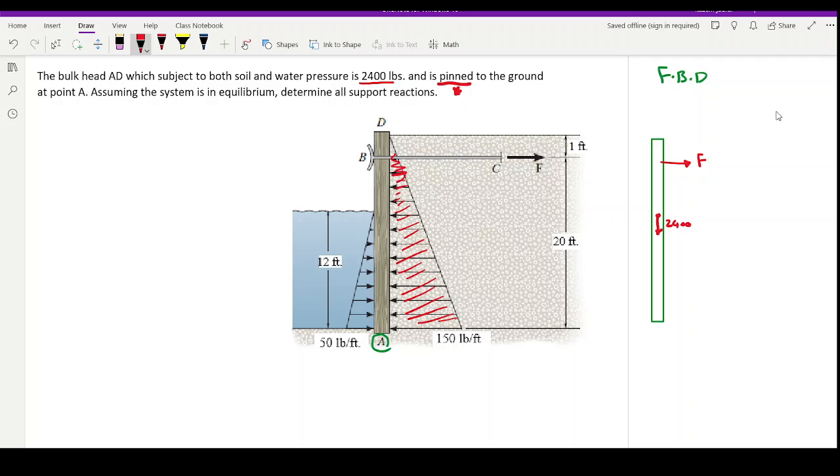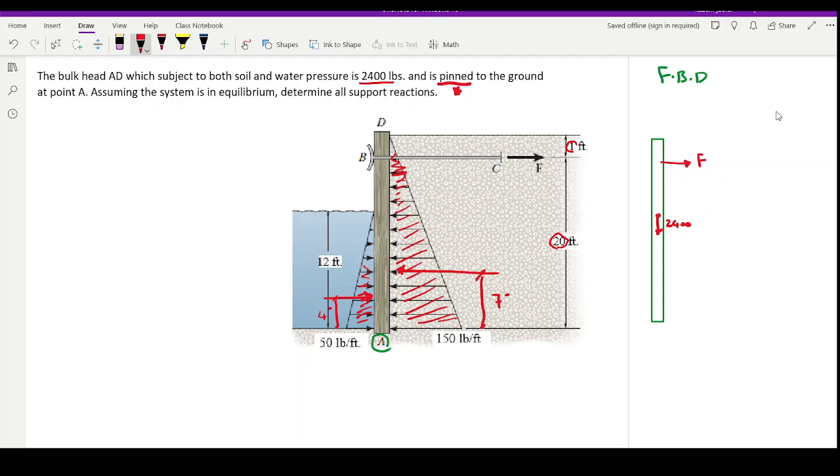Therefore, the force is the area underneath this triangle, and it will act 1/3 from the base of the triangle, which is 7 feet, because the triangle is 20 here and 1 foot in here, 21 feet. Therefore, it's going to be 7 feet from the bottom. And we also have a pressure from the water, and that again acts 1/3 from the base of this triangle, which is 4 feet because the height is 12. 12 divided by 3 is 4 feet.